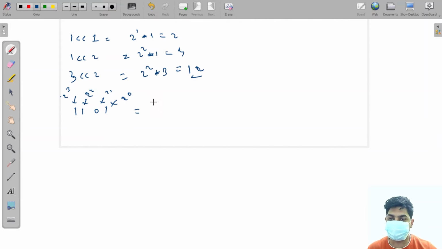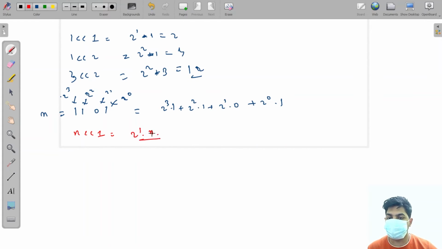So if we write this number, let's call it n, it will be equal to what? 2 raised to power 3 into 1, 2 raised to power 2 into 1, 2 raised to power 1 into 0, 2 raised to power 0 into 1. Now if we perform a left shift, it is equal to 2 raised to power 1 into n, according to the formula. Now let's perform the left shift. This is a 32-bit number, so it is 1101, and after that there will be lots of zeros over here.